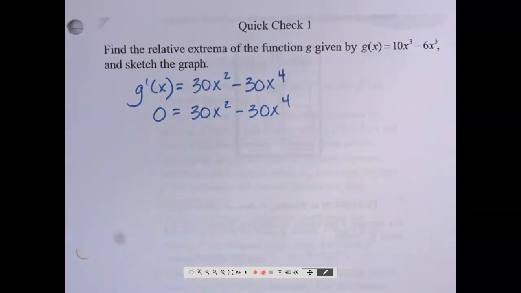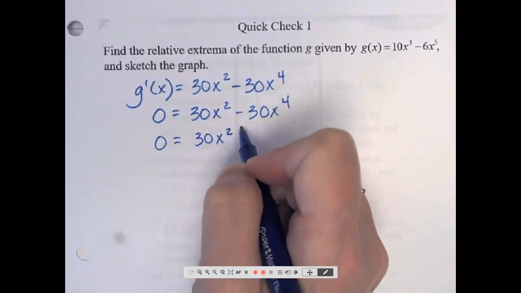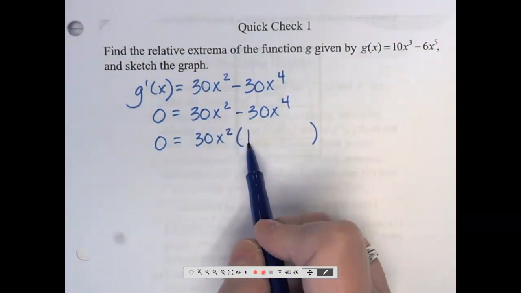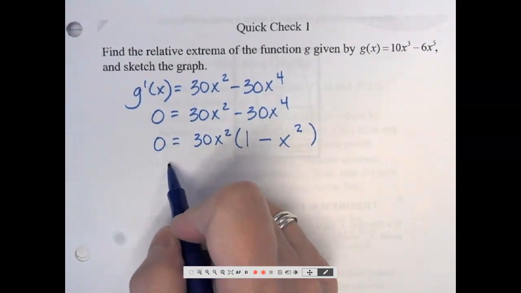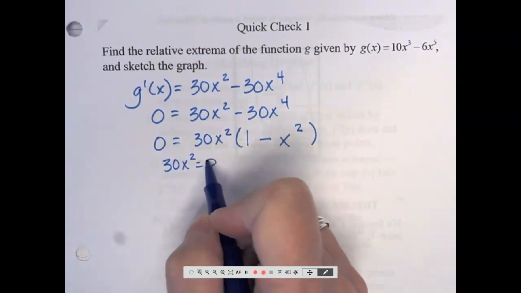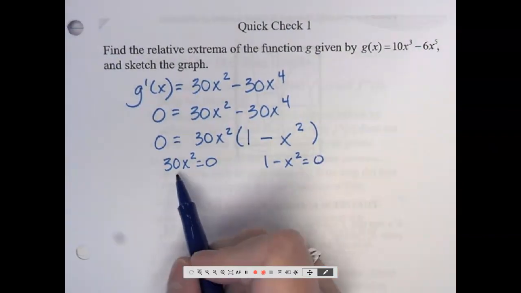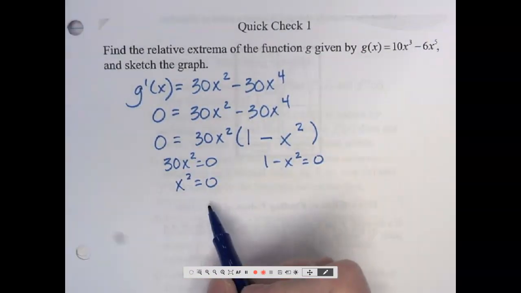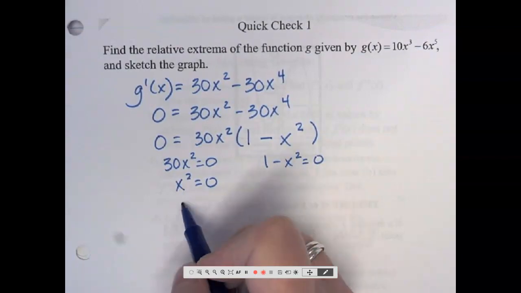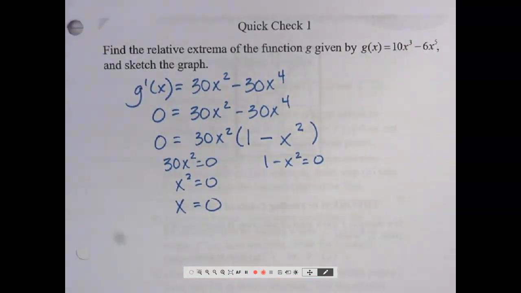How would I solve that equation? Factor out 30x squared. Okay, so this will be 1 minus x squared. Okay, I'm going to set 30x squared equal to 0. And I'm going to set 1 minus x squared equal to 0. Setting each of those factors equal to 0. If I divide by 30, I still have a 0. And if I square root 0, what do I get? Do I need plus or minus here? Okay, this is the only number that when I square root, I don't need plus or minus.